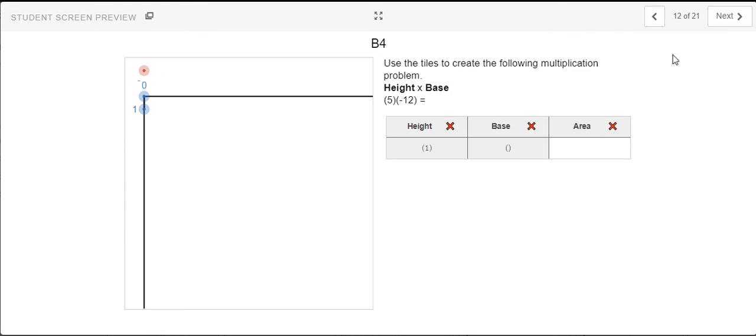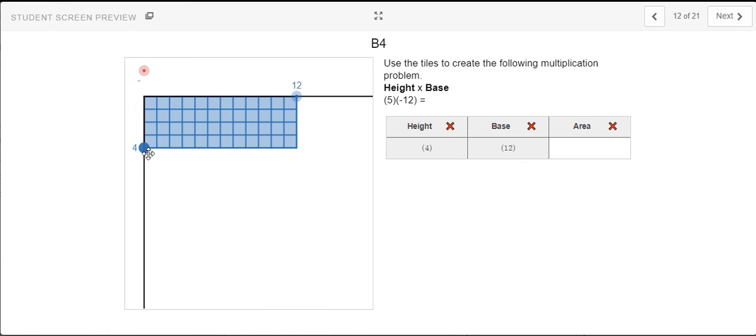Okay. So now let's go in and do some practice problems. So I want a 5 by 12 rectangle. So base 12, height 5. All right, so I have 5 by 12. But again, the base is going to be negative. So I'm going to flip this to negative. So I know that 5 times 12 is 60. But if I make this negative, the area is going to be negative 60.